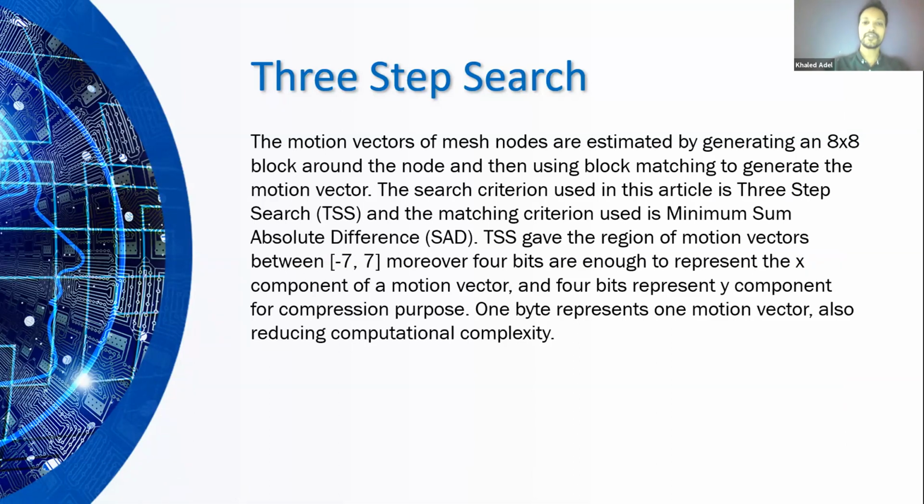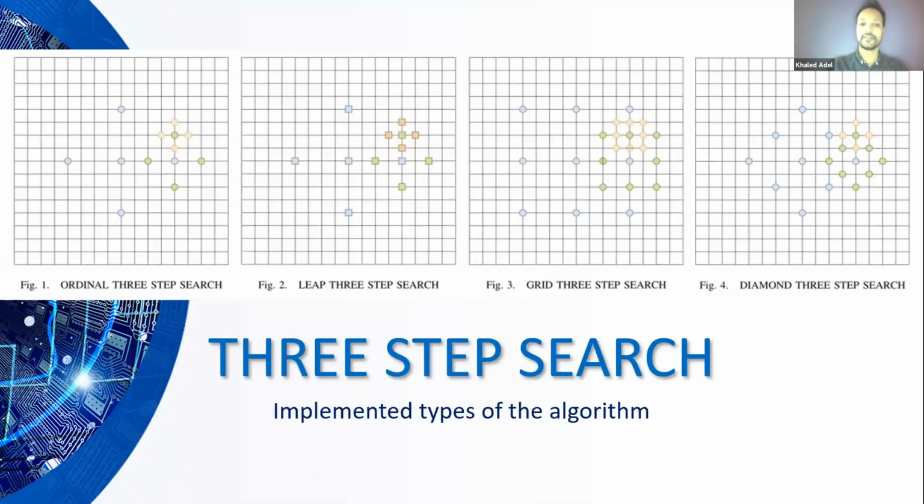Okay, the three-step search is mainly based on the minimum sum absolute difference to detect whether there is a motion or a difference between that frame and the following frame, with the search region from -7 to +7 in each direction. Okay, there are three or four three-step search algorithms adopted. The first one is the original or the ordinal three-step search. It is the basic one that everyone has been using. The leap three-step search, grid, and diamond.